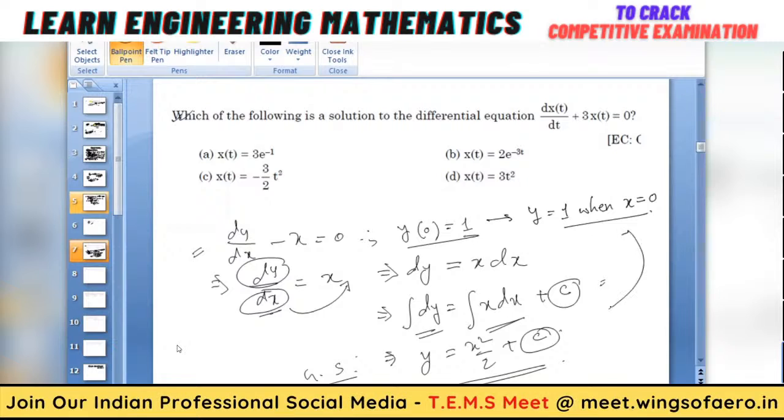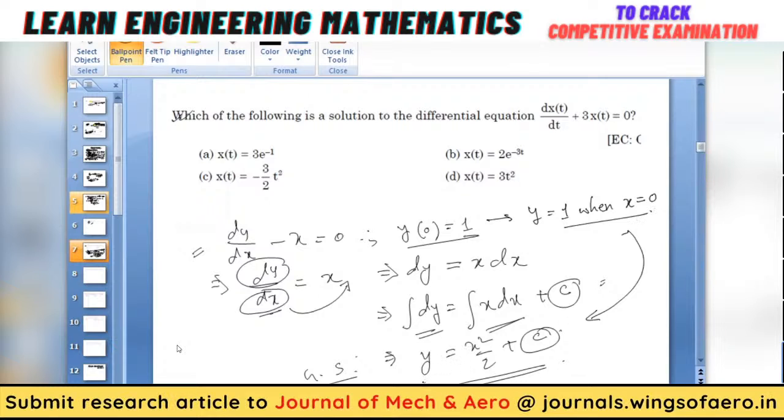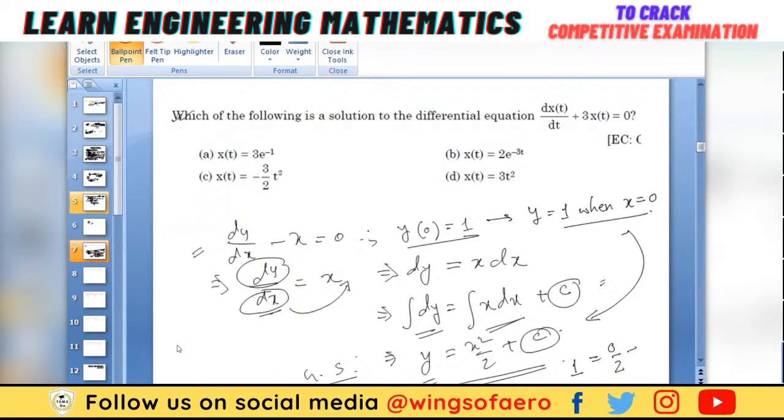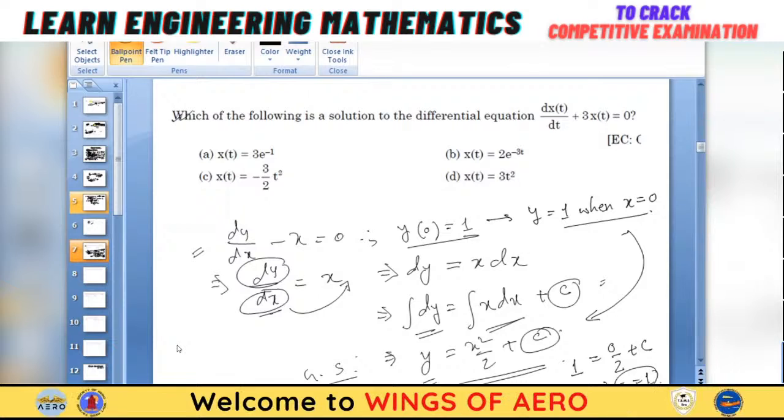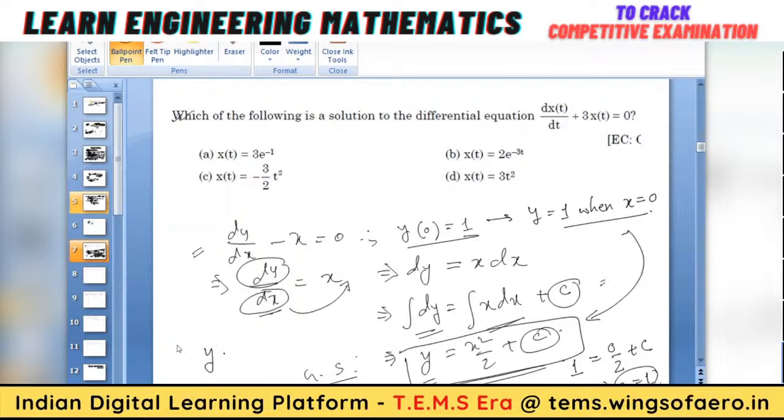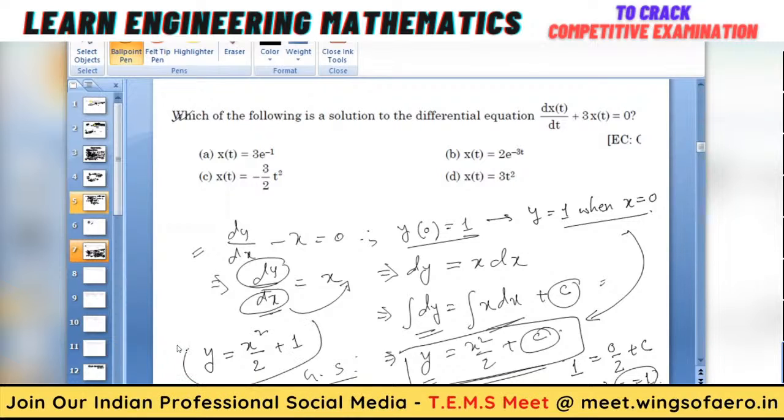So now put it into this equation and you can easily find the value of c. Okay, y equal to 1 and x equal to 0. Put x equal to 0 and y equal to 1. 1 is equal to 0 by 2 plus c. So what is the value of c? c equal to 1. Put the value of c in this general solution, that is y is equal to x square by 2 plus 1. This is called the particular solution.